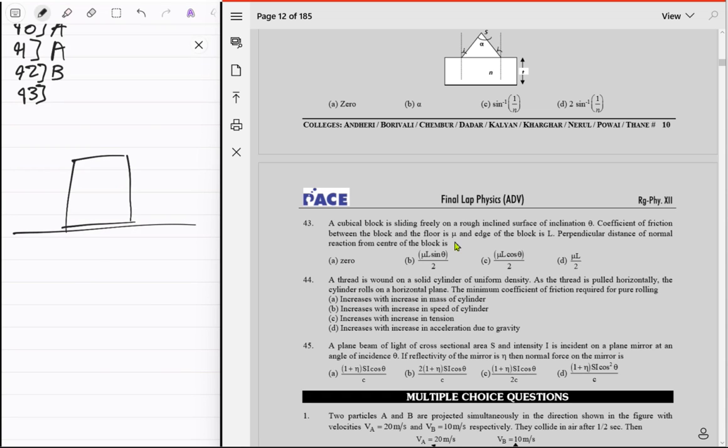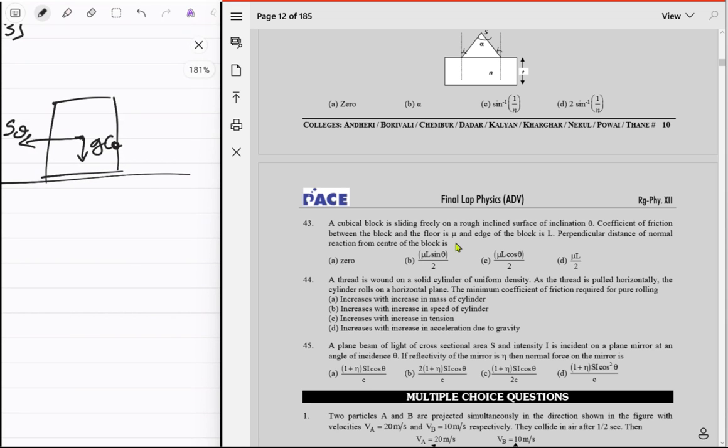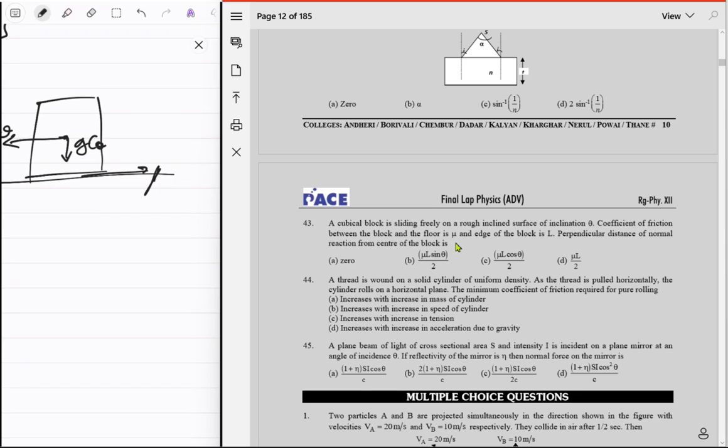So the perpendicular distance of the normal reaction from the center of the block, whatever. What is actually happening here is mg sin theta in this direction, so we'll just skip m everywhere. It is g sin theta in this direction and g cos theta in that direction, because the inclination is theta. And it is sliding freely, so friction is just mu times the normal reaction. The normal reaction is g cos theta, so just mu g cos theta in this direction. Here the normal reaction is upwards.